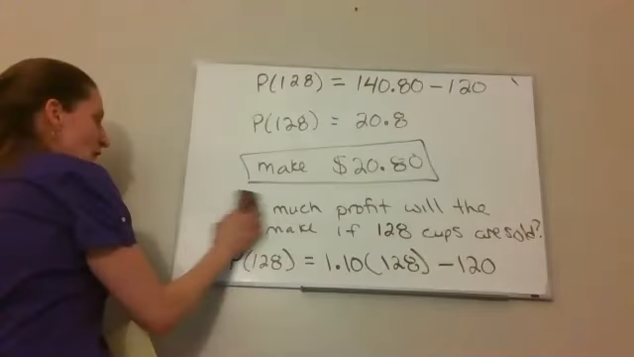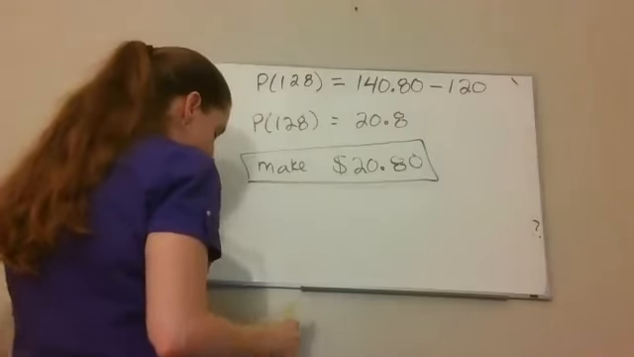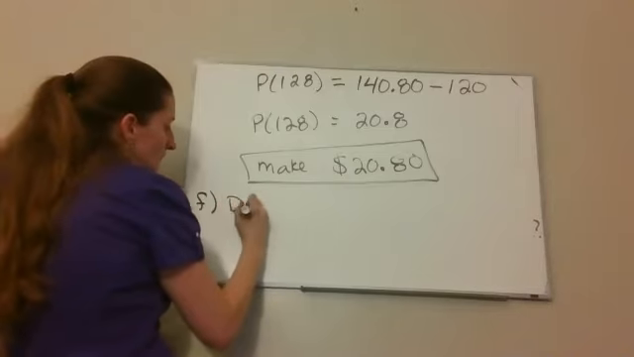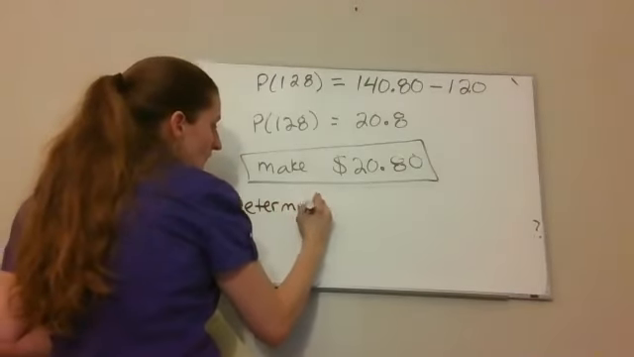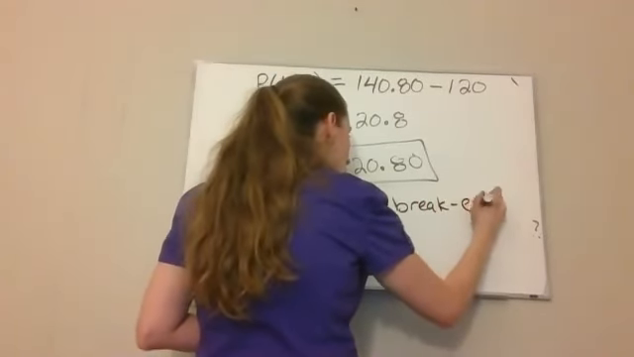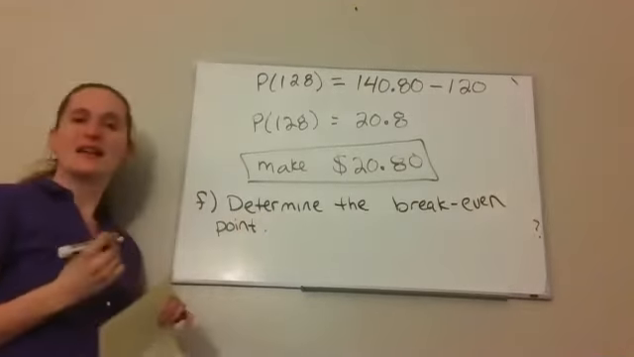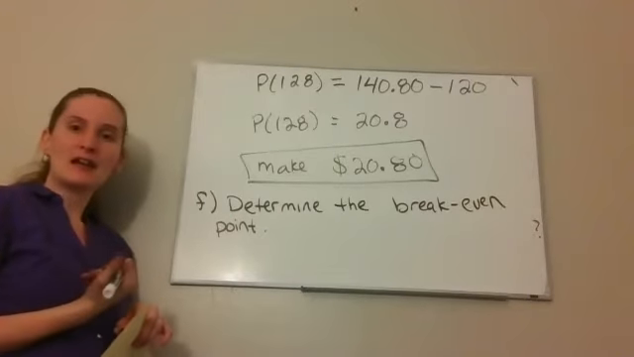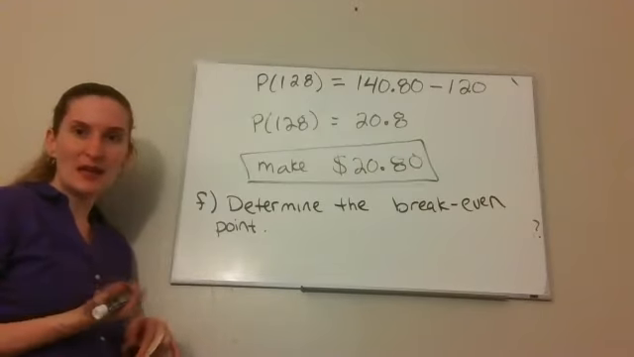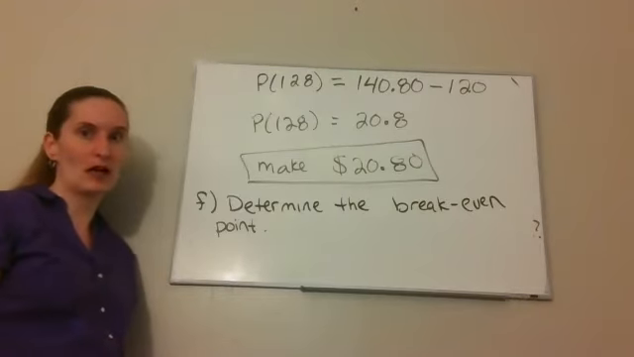Now, the last part for this question is the most confusing part, I think. Part F says, determine the break-even point. The only reason I think part F is a little more confusing is you might not know what a break-even point is. That is when your revenue and your costs are exactly equal to each other. So you're not making any money, but you're also not losing any money. You just break completely even. You walk away with $0.